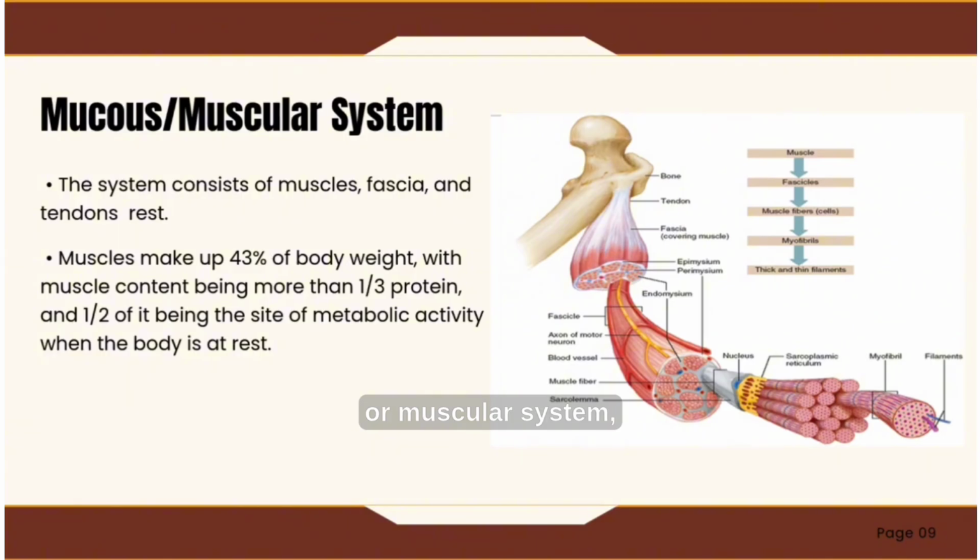Next is the muscular system. First, the system consists of muscle, fascia, and tendon. At rest, muscle makes up 43% of body weight, with muscle content being more than 1 out of 3 protein, and half of it being the site of metabolic activity when the body is at rest.